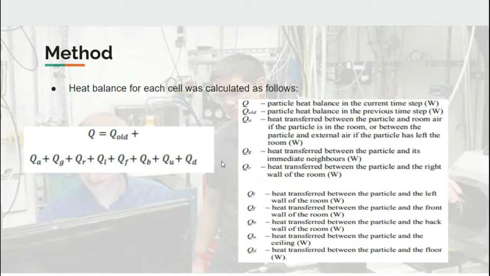Now let's first look at the heat balance equation. For each individual particle, the change in heat balance can occur from one of these 8 sources. The first one, QA, refers to the heat transfer between the particle and the neighboring air. The second one is the heat transfer between the particle and its immediate neighbors. And these 6 other sources are the 6 walls of the cuboidal shaped model in which we are conducting our simulation.